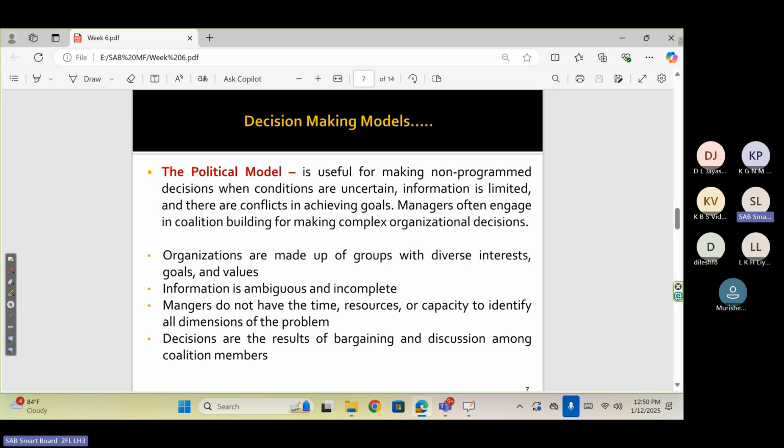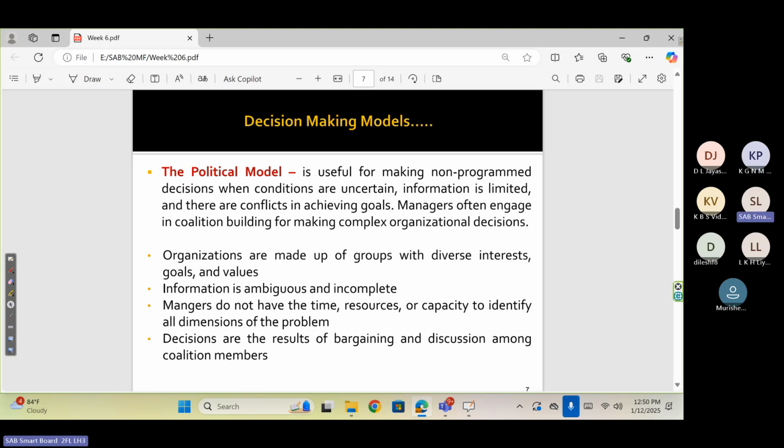Then these are the assumptions. In the second model, it had two conditions: bounded rationality and satisficing. In the political model, these are the assumptions. One is that organizations are made up of groups or different individuals having different interests, different capacities, different knowledge levels, and different backgrounds. Diversity is very high in a society. That is one argument for this one.